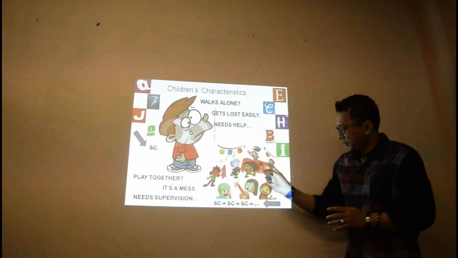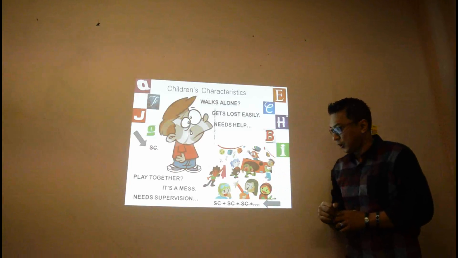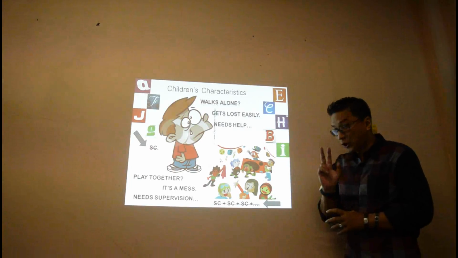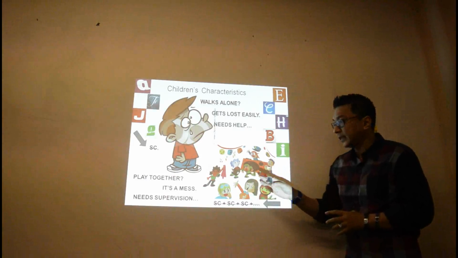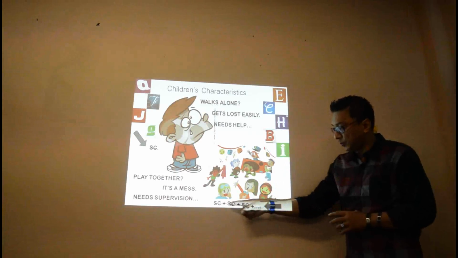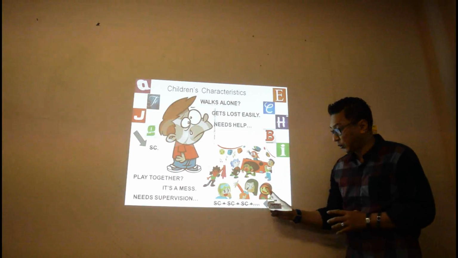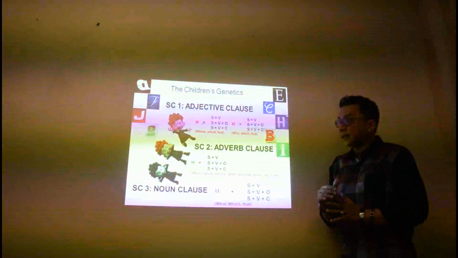What if you make them all together in one group? All children. Can you see the picture here? Can you see some orderliness here? No, absolutely no. So don't make them group together alone. It's a mess. They need supervision. Rule number 2, you cannot make them group together like this one. It's wrong. Okay? So let's discuss first the genetics of the children.